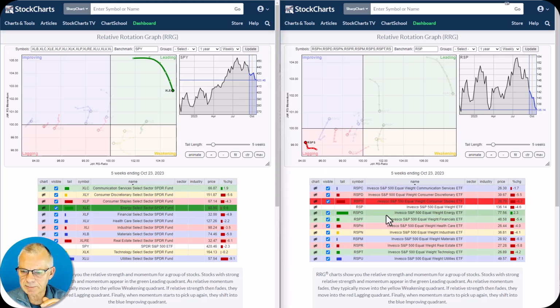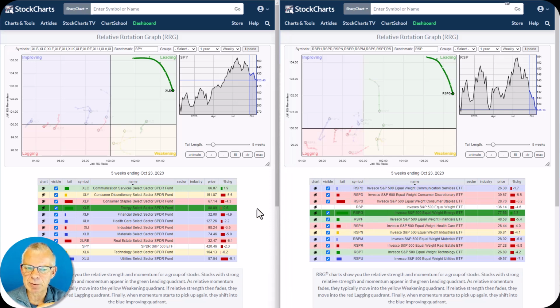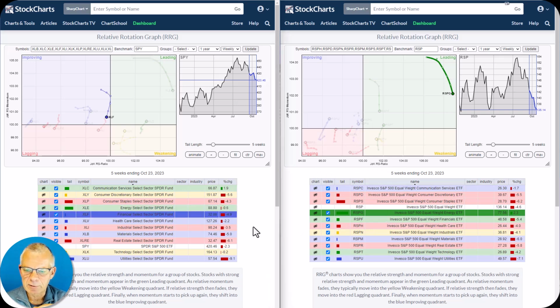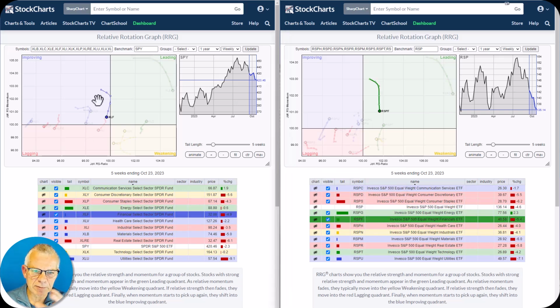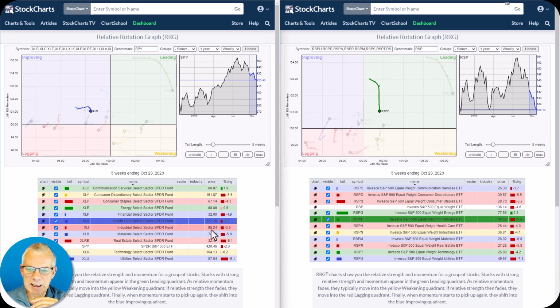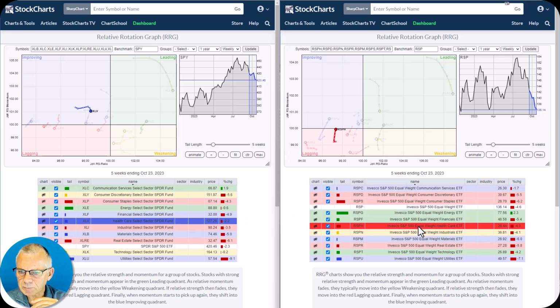Here is energy. Look at energy, same type of rotation, same type of picture. Financials, same type of picture, same type of rotation. The format is the same. Position is slightly different, but as I explained, that has to do with the cap weighted versus equal weight. Here is healthcare. That's quite different. Here you see healthcare inside lagging but picking up.